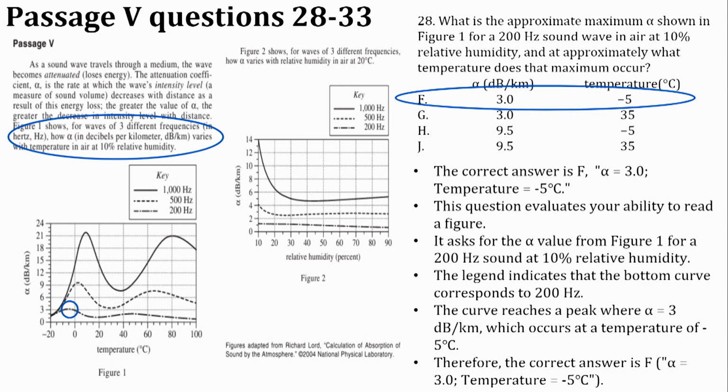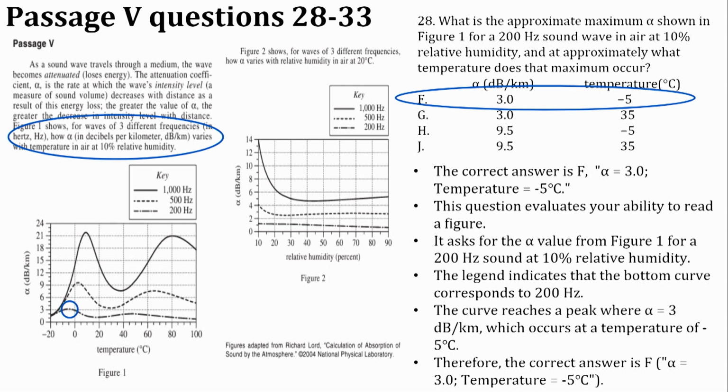So what's going on here is it wants to know the maximum that happened for a 200 hertz sound wave at 10% humidity. Well, if I'm looking at figure 1 over here, I can tell by looking at the key which one represents the 200 hertz sound wave. It's the bottom line here that has little dots in the middle of it. Okay, well then, looking at only this bottommost line, I need to find where it reached its peak, and I have it circled there.